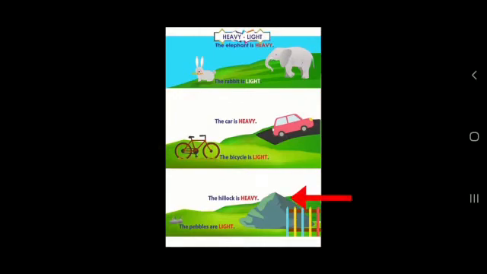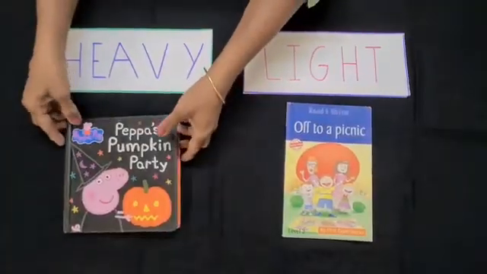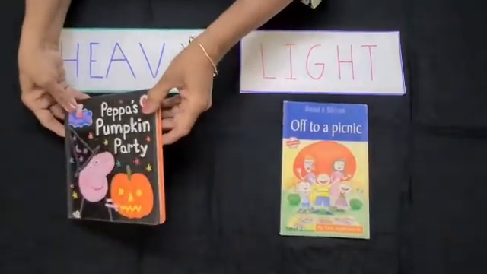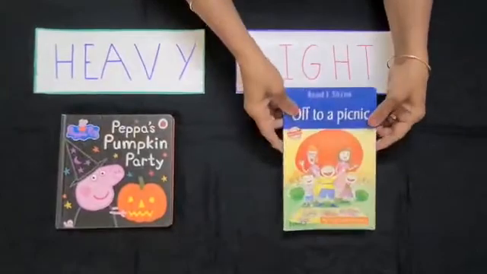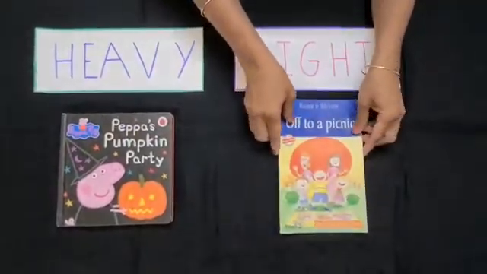Now, the big rock like stone is a heavy stone and the pebbles are light. The stone is heavy and pebbles are light. Now let us see some more examples to understand this concept of heavy and light more clearly. This book is thick and heavy in weight. This book is thin and light in weight.